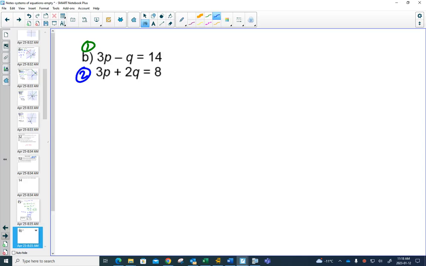What are you thinking, P or Q? Q? I agree. Would you use equation 1 or equation 2? 1. Equation 1. I agree. Can you see that you could get Q by itself in equation 1 by, here's my equal sign, I'm going to put the Q on the right-hand side, I'm going to move the 14 to the left-hand side. And you're going to start to be able to do some of that as mental math, okay?